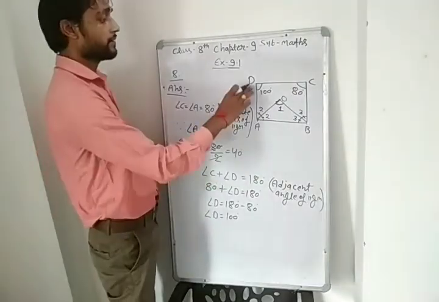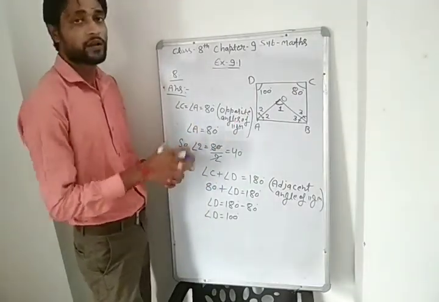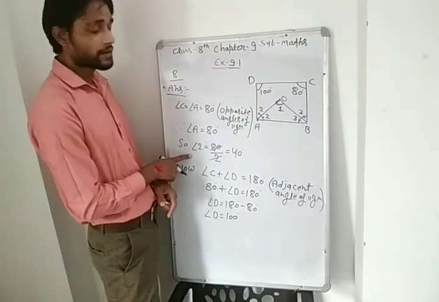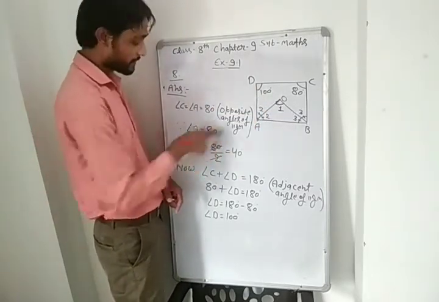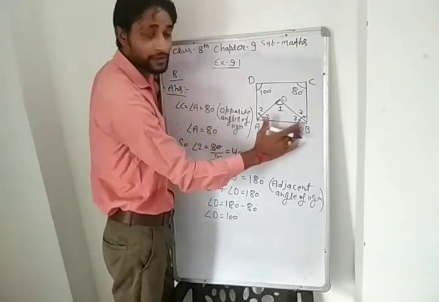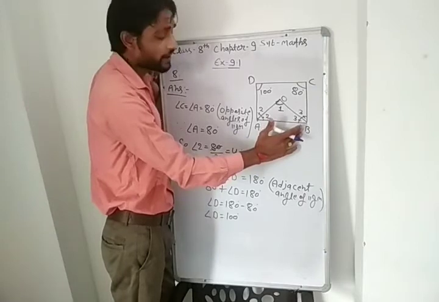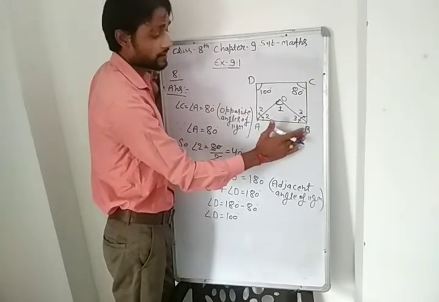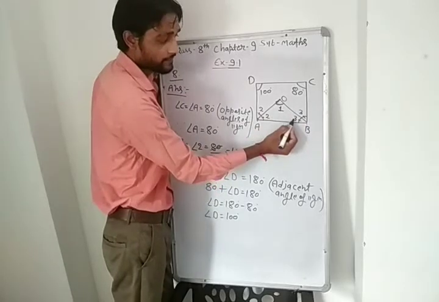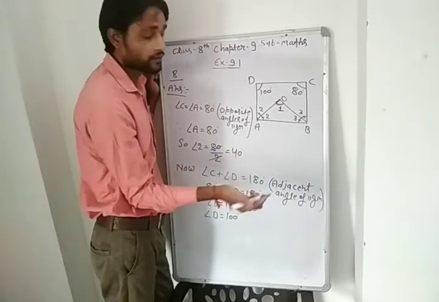Clear? When D is 100, now you can apply the same. Similarly, you can apply this method here. If D is equal to 100, then B is also equal to 100. Why? Opposite angles. If B is 100, it means what is angle 3? That is 50 degrees. Why?